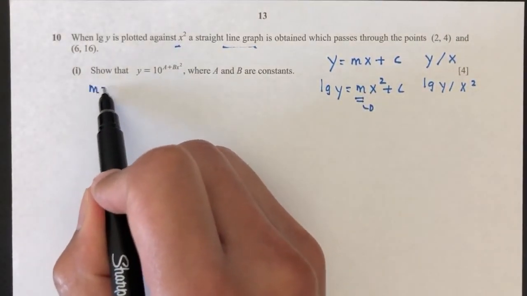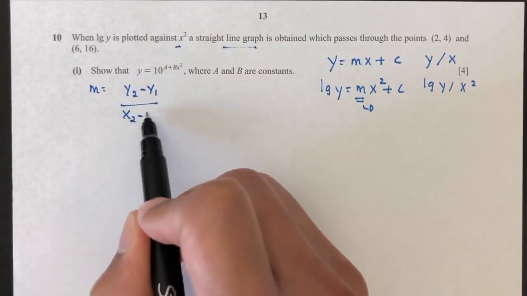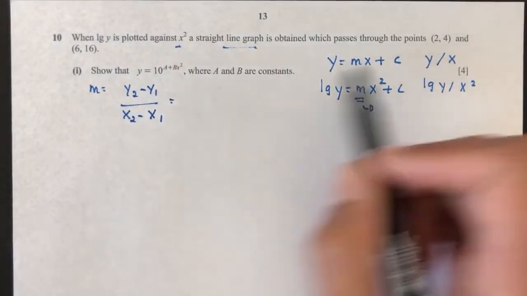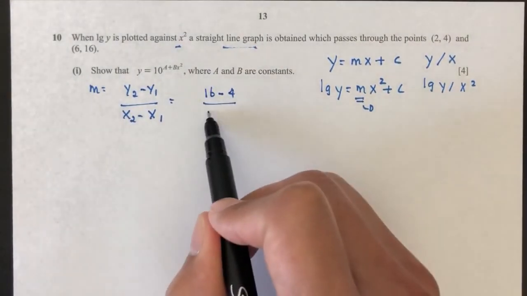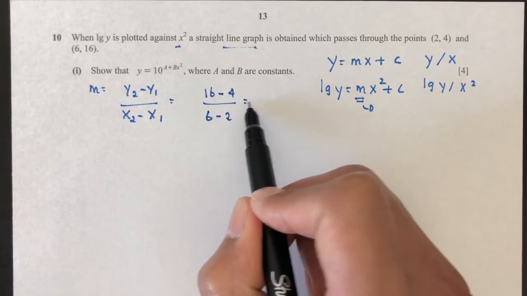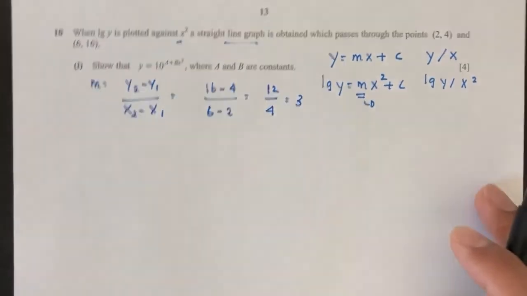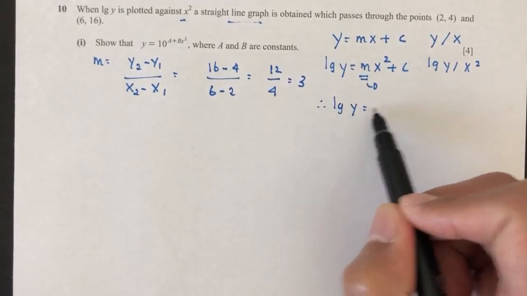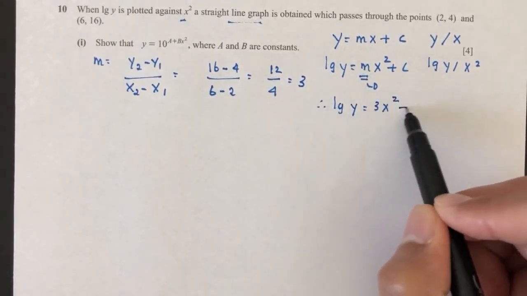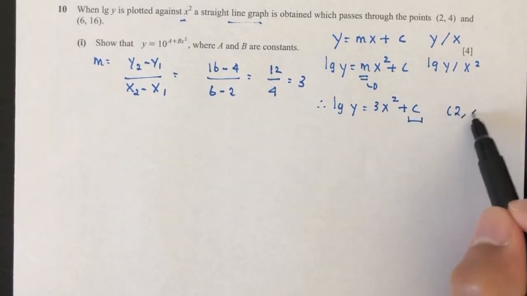So m is equal to y2 minus y1 over x2 minus x1. So y2 will be 16 minus 4 divided by 6 minus 2. That will be 12 divided by 4. That will be 3. Now replace in the equation we have log y equal to 3x squared plus c. Now let's find the value of c by using one of the points.